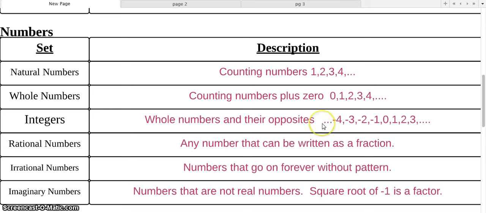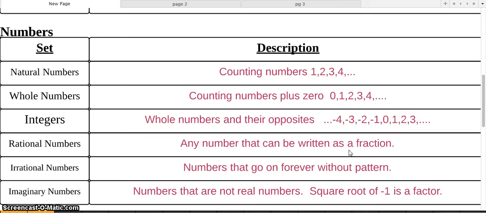The integers are all those whole numbers and their opposite values. So 0, 1, 2, and 3 all the way up to infinity are there, but you've also got your negatives. So that makes the numbers integers. Again, no decimals, no fractions.